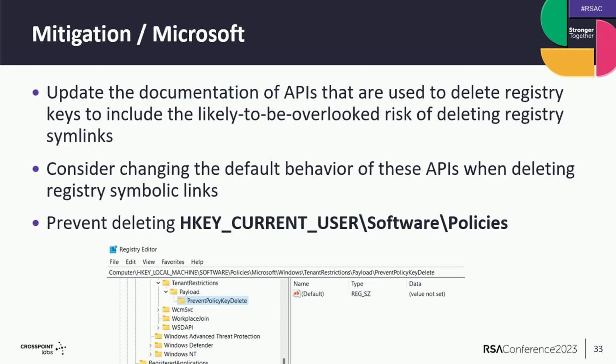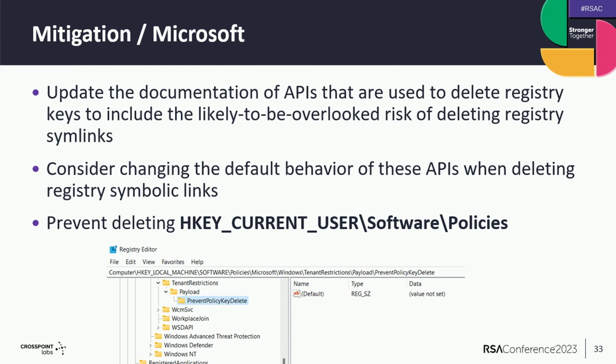Now, I tried to reach out to Microsoft, but I couldn't get them to update the documentation to document the likely overlooked risk of deleting registry links, or at least document that unexpected behavior I talked about, which is that if you are trying to delete a link, as a result you end up deleting the target rather than the source or the link. But I hope after this presentation, somebody at Microsoft will listen and update that documentation.